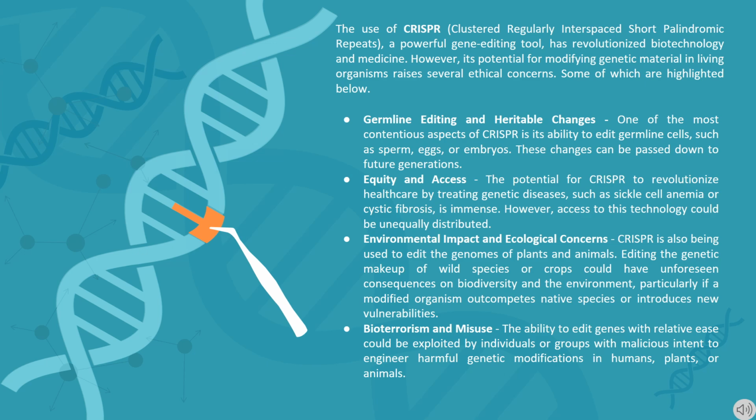Thirdly, there's environmental impact and ecological concerns. CRISPR is also being used to edit the genomes of plants and animals. Editing the genetic makeup of wild species or crops could have unforeseen consequences on biodiversity and the environment, particularly if a modified organism outcompetes native species or introduces new vulnerabilities.